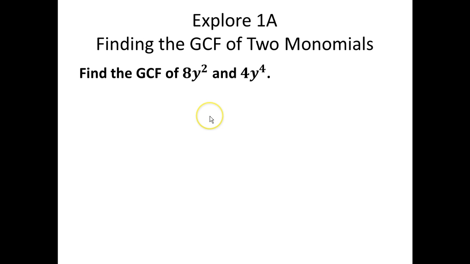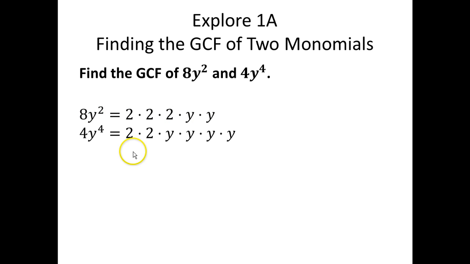Okay, so the first technique we're going to use is, let's break the first monomial down into its prime factors. Okay, so let me start with the coefficient. The prime factorization of the coefficient is 2 times 2 times 2, whereas the factorization of the variable part is y times y, since I have y squared here. You can do the same thing for 4y to the fourth power. Notice that 4 has 2 factors of 2, and y to the power 4 has 4 factors of y.